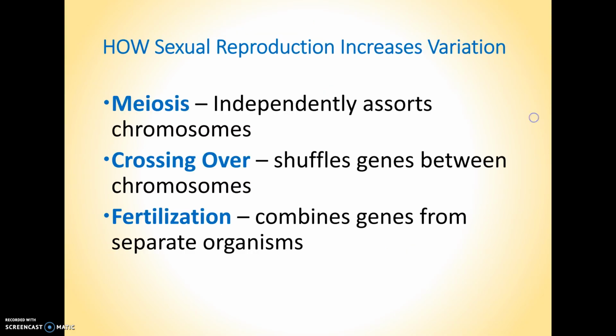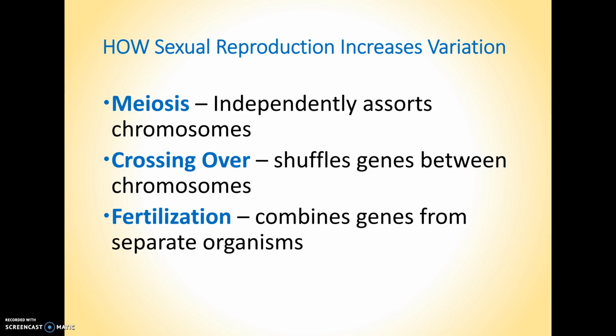All right, so last slide. We know that the benefit of sexual reproduction is that it increases variation, which in the course of evolution has allowed organisms to survive when the environment changed. There are 3 ways sexual reproduction increases variation, and these are the 3 ways. 1, meiosis, the fact that it's completely random which chromosome from each pair ends up in each cell, and that's called independent assortment.